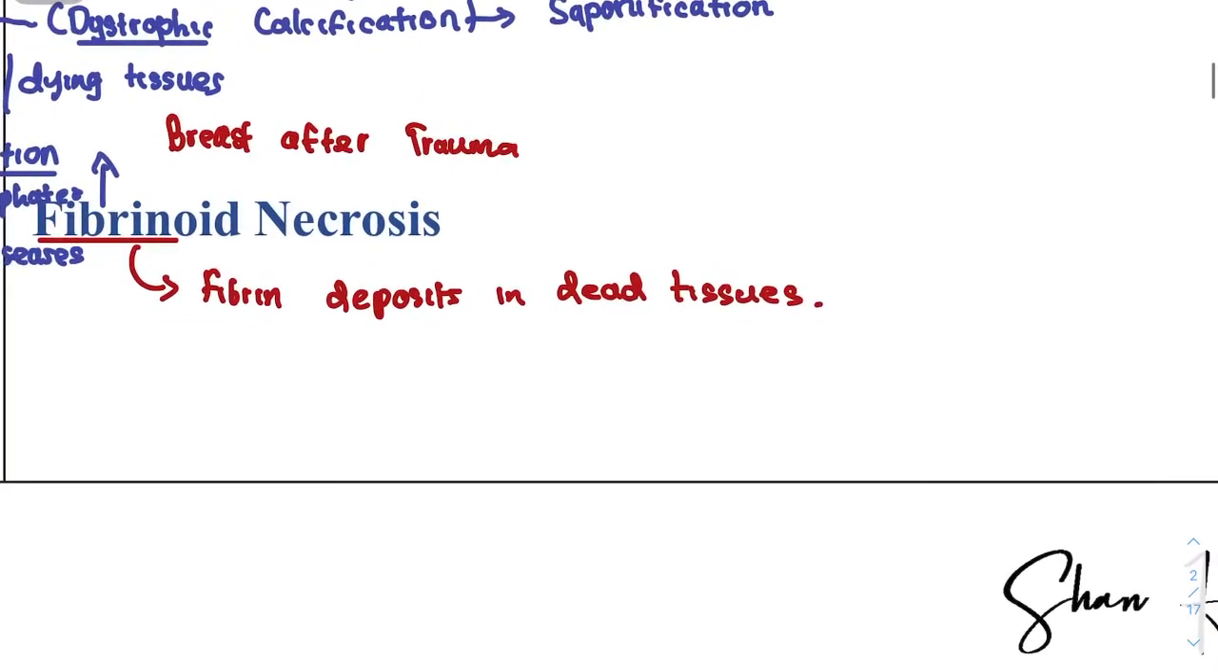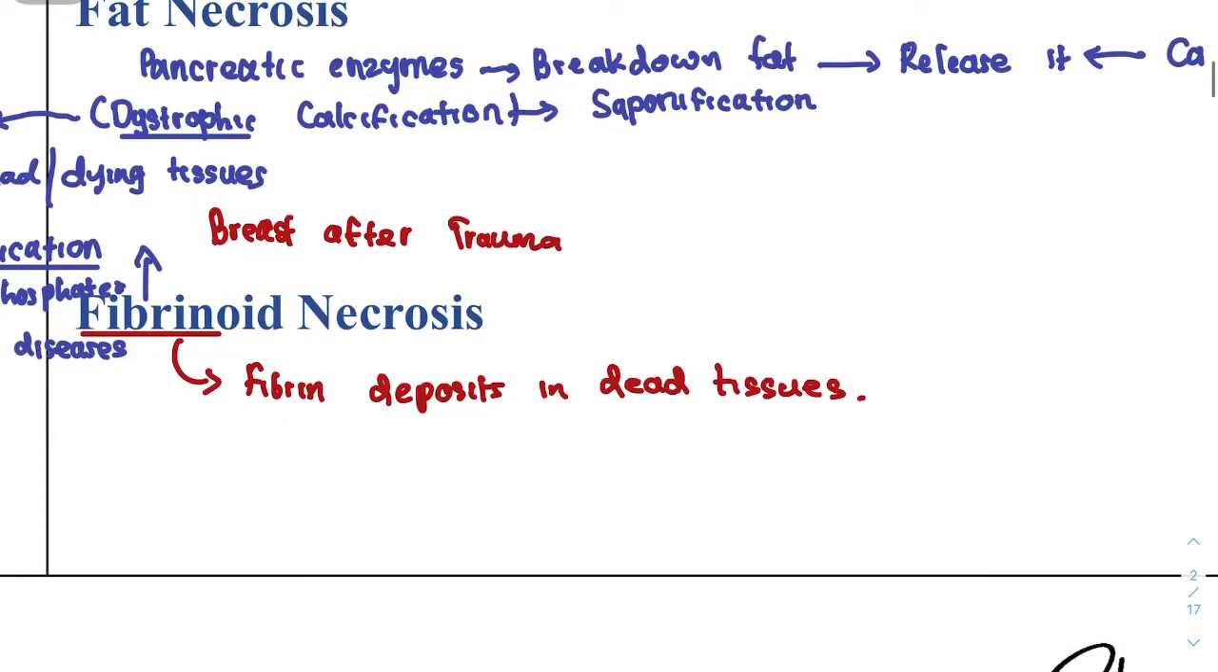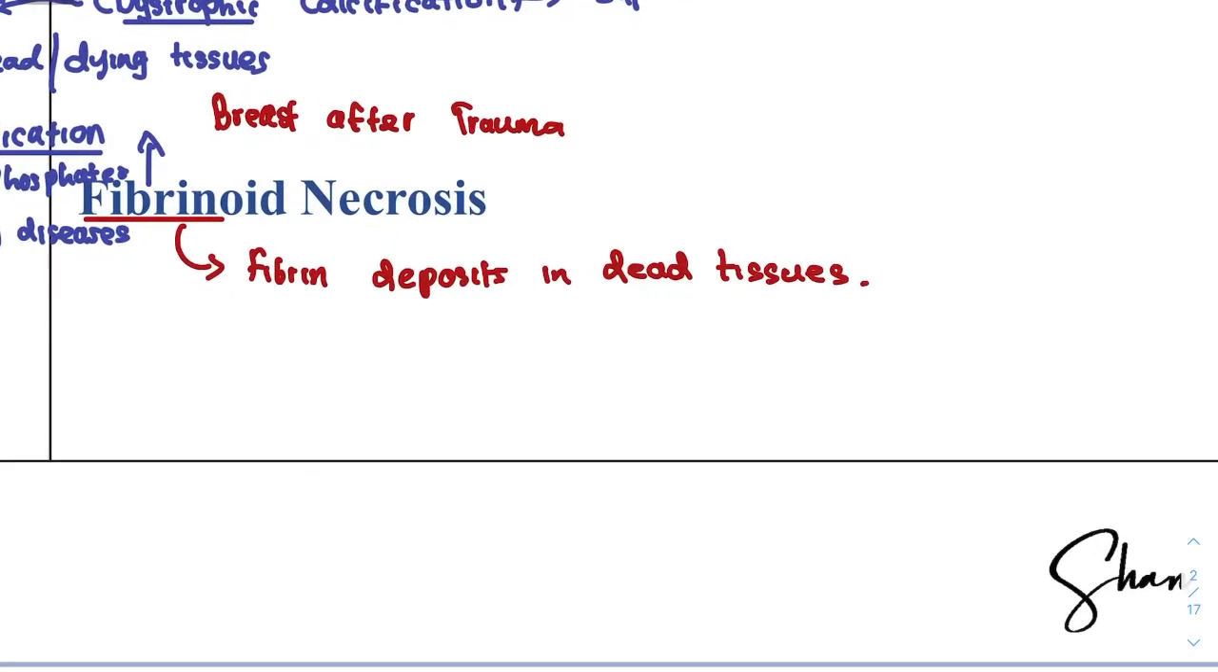Next type is fibrinoid necrosis. I forgot to include the breast after trauma will also undergo fat necrosis. Next, fibrinoid necrosis. Fibrin deposits in dead tissues.